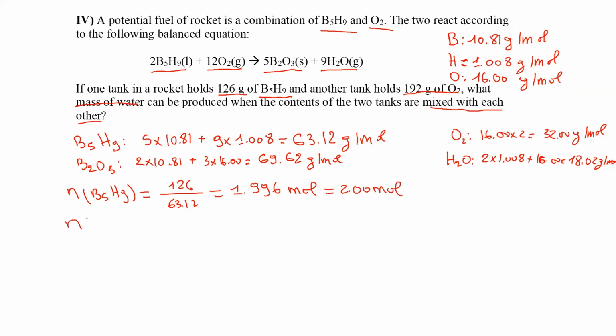So we should stop at 1, 2, 3, and this is equal to 2.00. And the number of mole for oxygen will be equal to 192 divided by 32.00, and this is equal to 6.00 mole.